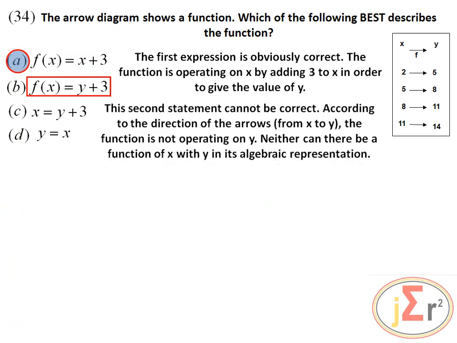The second statement cannot be correct. According to the direction of the arrows, which is from x to y, the function is not operating on y. Neither can there be a function of x with y in its algebraic representation. So we have f of x is equal to y plus 3. The function is not operating on y, therefore we should not have y here.